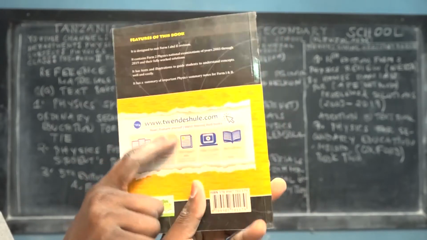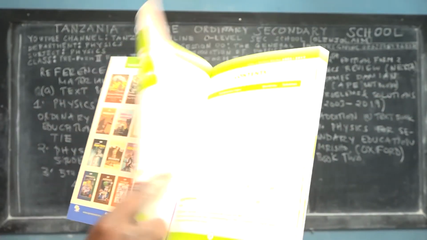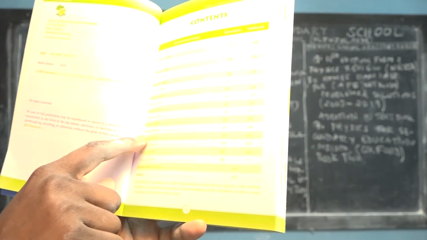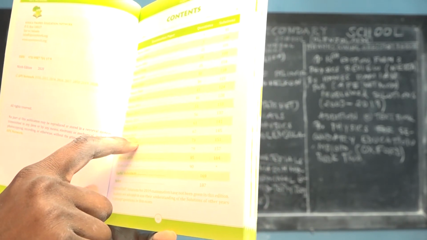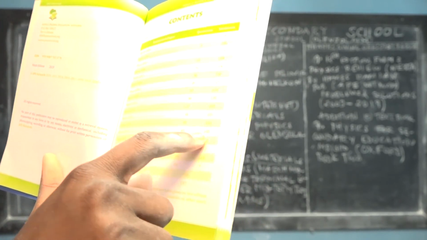And then this is the back view of the book. The goodness of this book is that if you open it, you find the table of contents. For example, if you want to learn how questions have been asked in physics Form 2, 2015, you go to page 67, you find the questions, and then at page 145, you find the solutions, right?